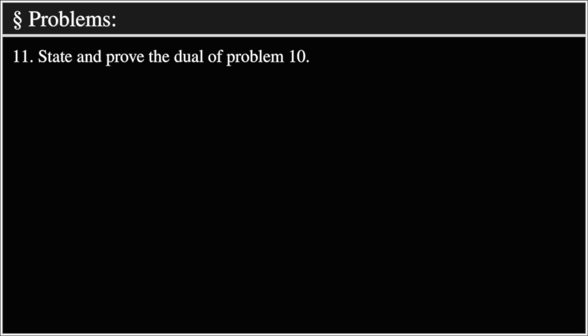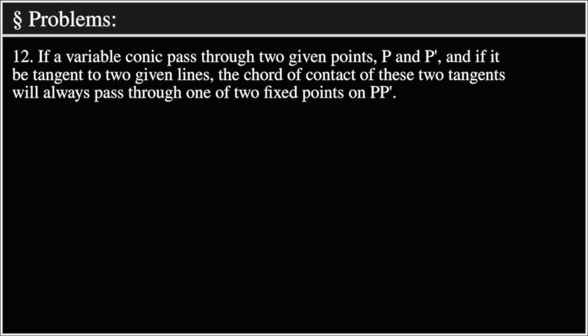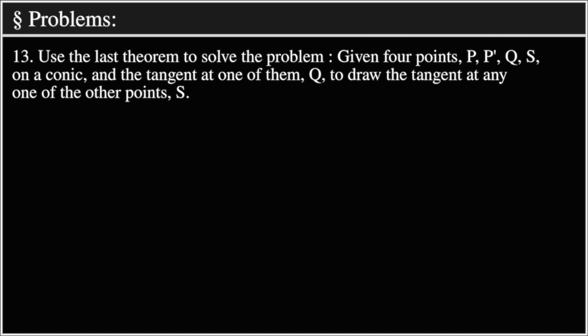11. State and prove the dual of problem 10. 12. If a variable conic pass through two given points P and P', and if it be tangent to two given lines, the chord of contact of these two tangents will always pass through one of two fixed points on PP'. 13. Use the last theorem to solve the problem. Given four points P, P', Q, S on a conic, and the tangent at one of them, Q, to draw the tangent at any one of the other points, S.